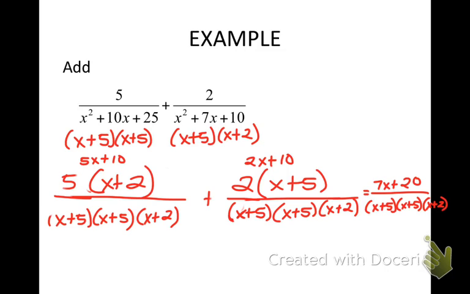Can I cancel out or factor out a GCF out of 7x and 20? No, I can't. What would have been nice is if this was like a 4, then we could have taken it out and canceled stuff out.